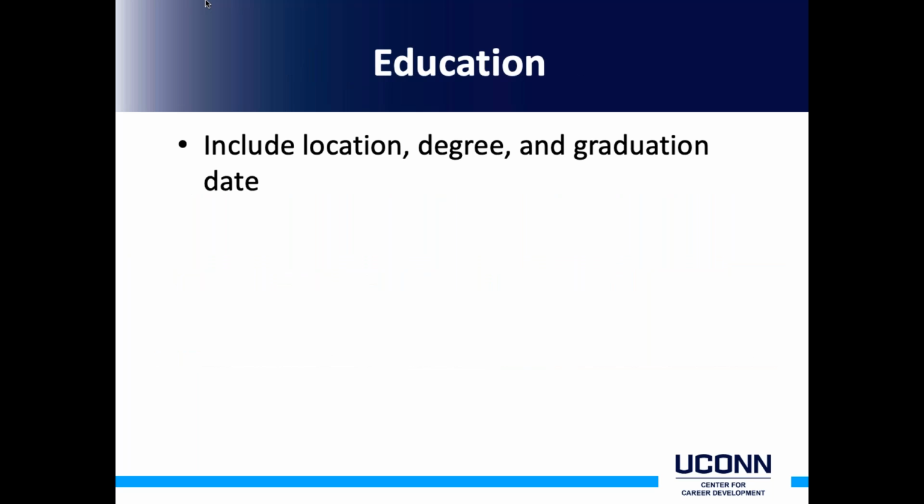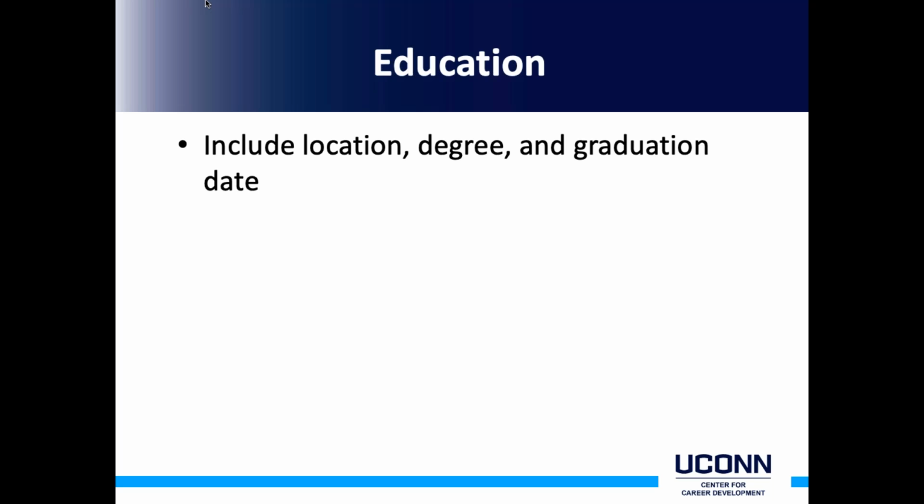So now, here is some more information about education sections. They usually include the location, degree, and graduation date. So it would be like pretty much everything in resumes, we recommend starting biggest to smallest. So the biggest thing would be the university, and then the university's location. So for University of Connecticut, it would be University of Connecticut, Storrs, CT, or the University of Connecticut, Avery Point campus, Avery Point, CT, Groton, CT.